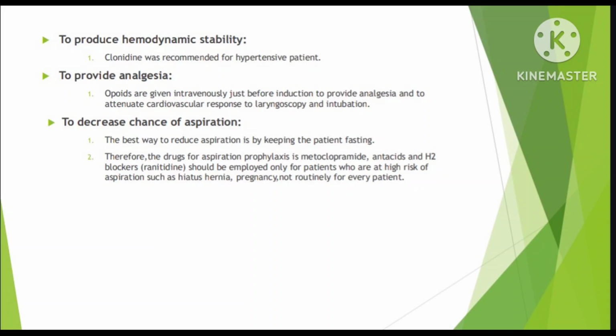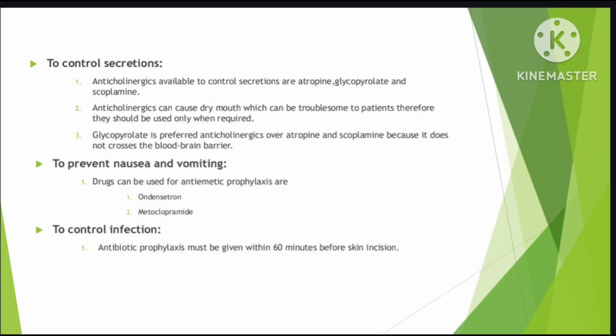The next one is to control secretions. Anticholinergics available to control secretions are atropine, glycopyrrolate. Glycopyrrolate is a preferred anticholinergic over atropine because it does not cross the blood-brain barrier. The next one is to prevent nausea and vomiting. Drugs which can be used for antiemetic prophylaxis are ondansetron and metoclopramide.